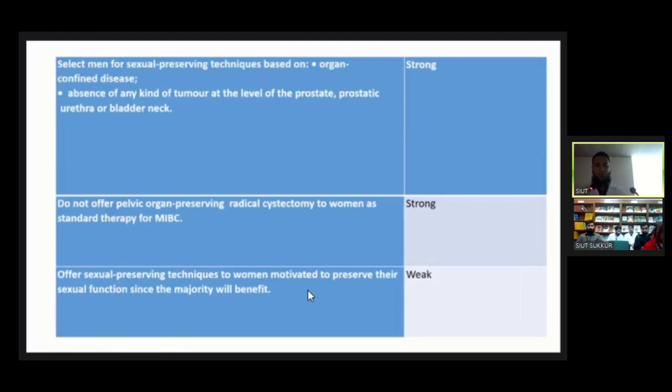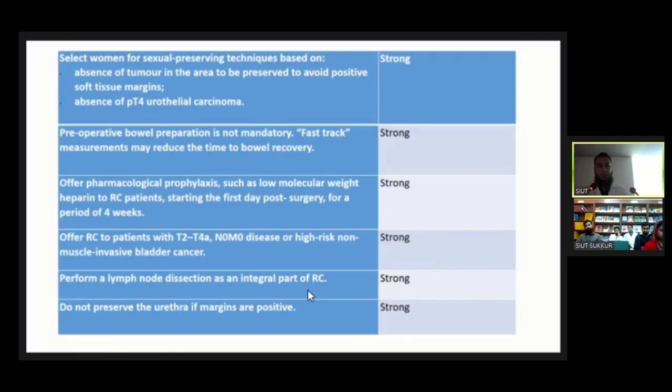Select men for the sexual-preserving technique based on organ-confined disease, with absence of any tumor at the level of the prostate, prostatic urethra, and bladder neck. Do not offer pelvic organ-preserving radical cystectomy to women as a standard therapy for muscle invasive bladder cancer. Offer the sexual-preserving technique to motivated women who wish to preserve sexual function. Select women with absence of tumor, to avoid positive soft tissue margins, and with no pT involvement for urethral carcinoma.